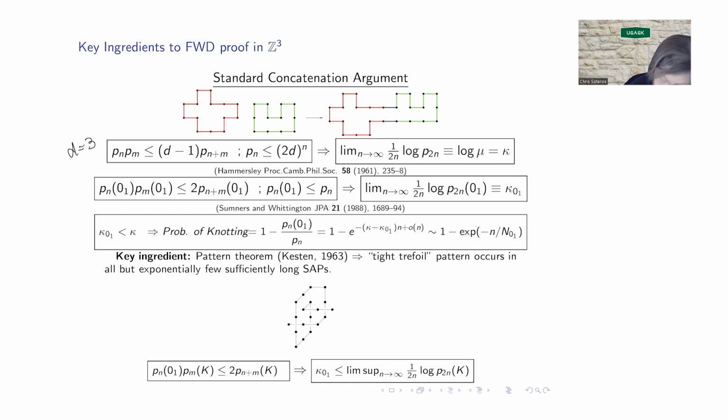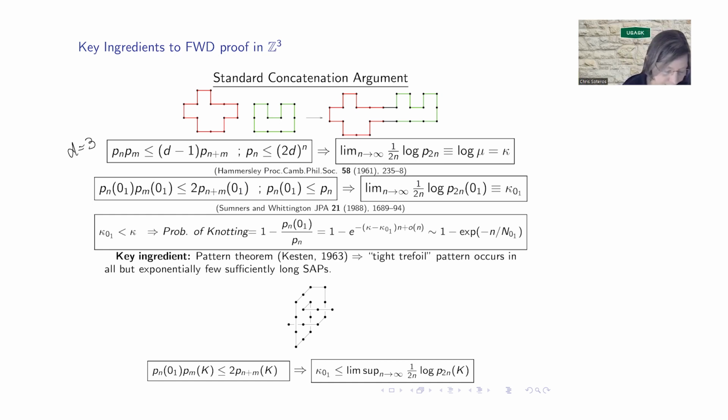And so because of this pattern theorem, since all but exponentially few polygons have to contain this pattern, it means that the unknot polygons are exponentially rare in comparison to all polygons. And so their exponential growth rate is strictly less than that for all polygons. And that's what gives that the probability of knotting goes to 1 exponentially fast. But that's really the limit of what can be proved theoretically in terms of probability of knotting.